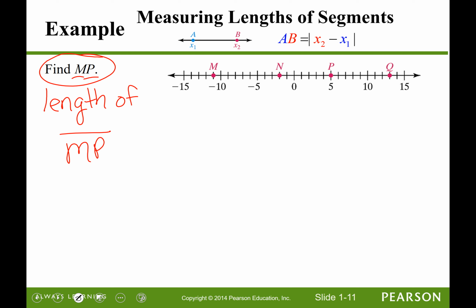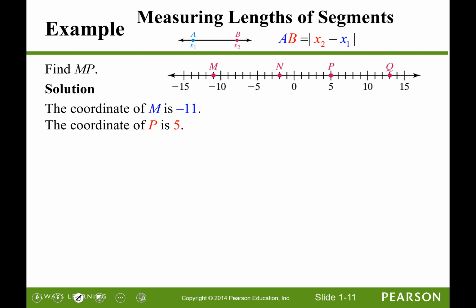All right, so to find the length of segment MP, you can look at the coordinates of M, which is -11, and the coordinates of P, which is 5. Then you can find the distance between them using subtraction, and then the absolute value of that result. And that will give you the length of segment MP. So 5 minus -11 is 16, and then the absolute value of 16 is 16.